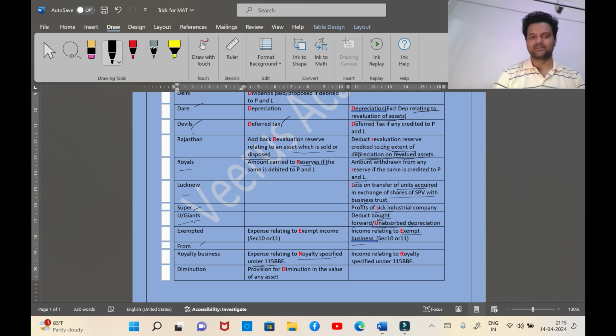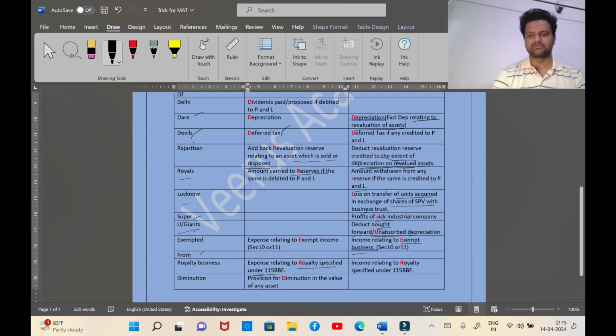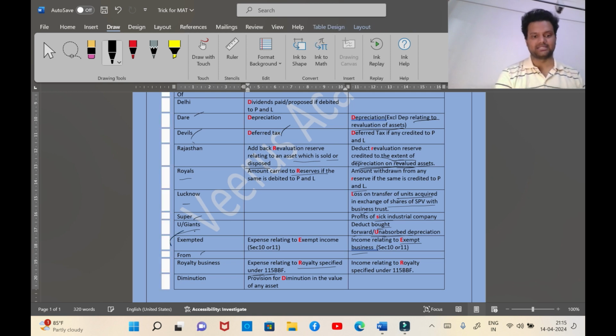Now, exempted. What is exempted? I'm again going back to the statement here. The statement is: IPL fan of DDD RR LSU. Till here we have completed. Exempted from royalty business diminution. So exempted means exempt income, simply section 10 and section 11 related income. If it is an income which is credited to P&L, you need to deduct. If it is an expense relating to these exempted incomes, you need to add back. That is what exempted means.